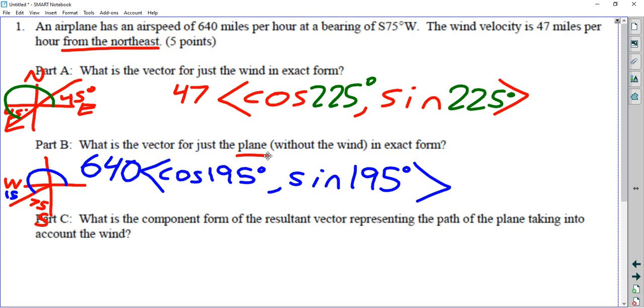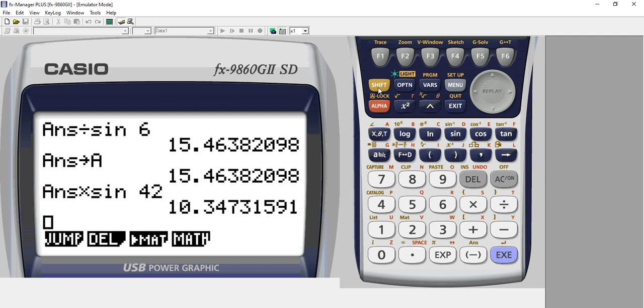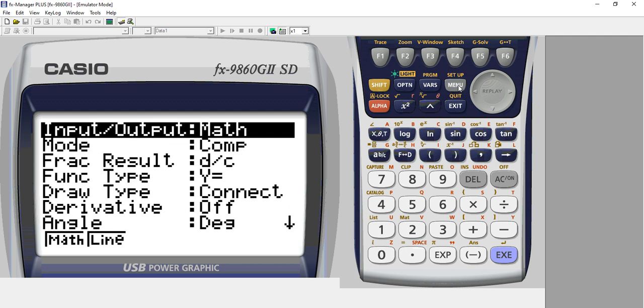So the resulting vector, wind plus plane, is going to be the resulting vector. So we're going to add these two vectors together. Our calculator, first of all, needs to be in the correct setting. Would that be degrees or radians for this problem? Degrees, because there's degrees in the question. So on our calculator, we got to be in degrees. So shift, setup, angle is set for degrees. I'm good to go. Make sure you are too.